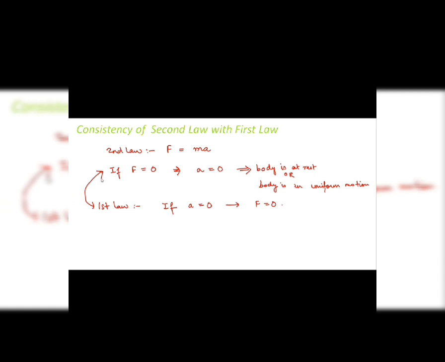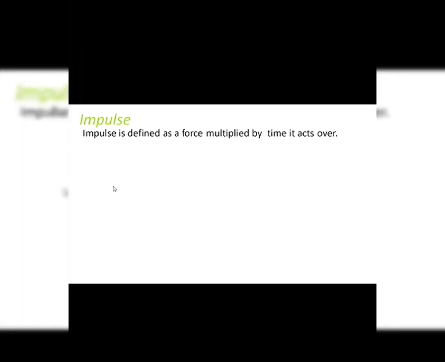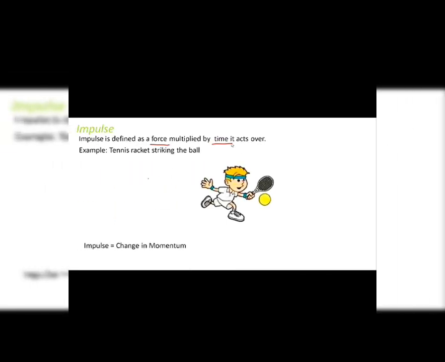Now we will talk about another quantity, that is impulse. Impulse is defined as a force multiplied by the time it acts over. That means when force is acting on a body, for how much time the force actually acts on the body. That is known as impulse. So the product of force and the time it acts over, the time duration for which the force actually acts on the body. So that time multiplied by force gives us impulse. Impulse is nothing but the force multiplied by time.